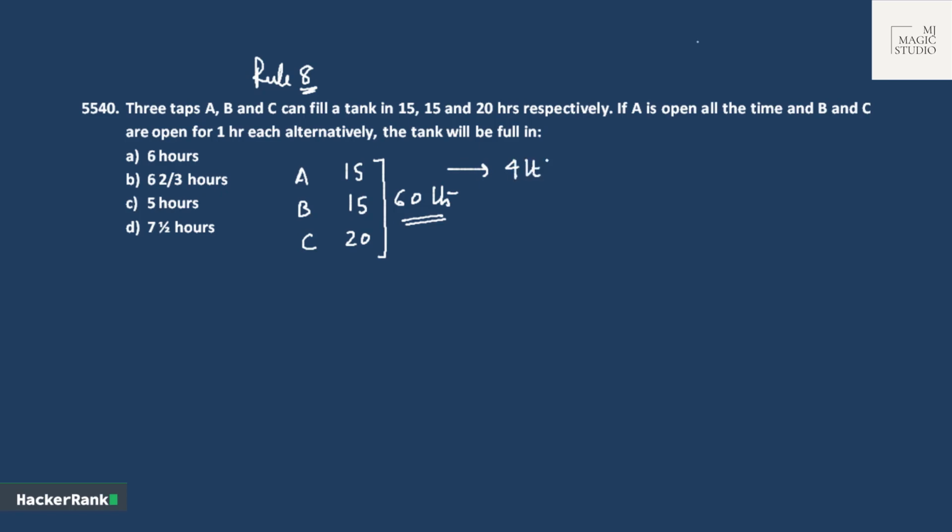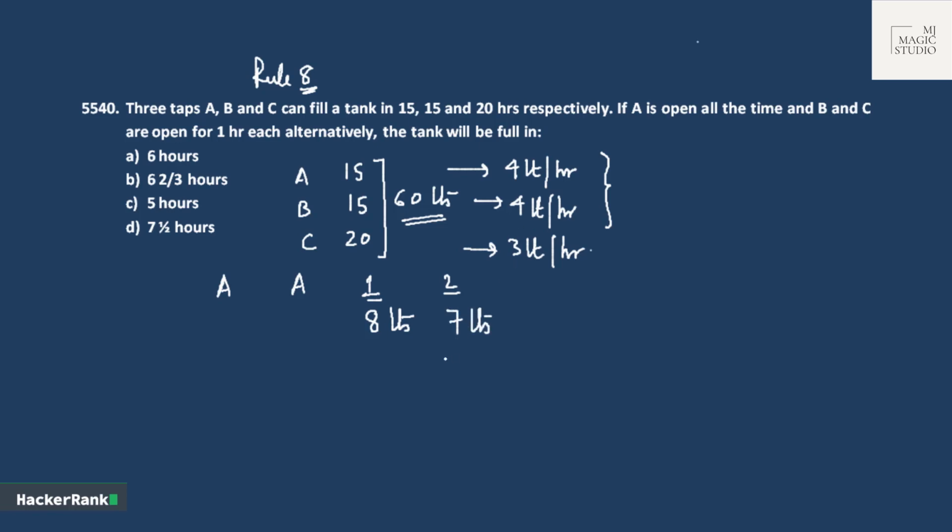A is filling up 60 by 15, that is 4 liters per hour. B is filling up 4 liters per hour. And C is filling up 3 liters per hour. A is open all the time. But on alternate hours, B and C are open. That means in the first hour, 4 plus 4, 8 liters of water is pumped in. In the second hour, 4 plus 3, 7 liters of water is pumped in. That means in 2 hours, 15 liters of water is there in the tank.